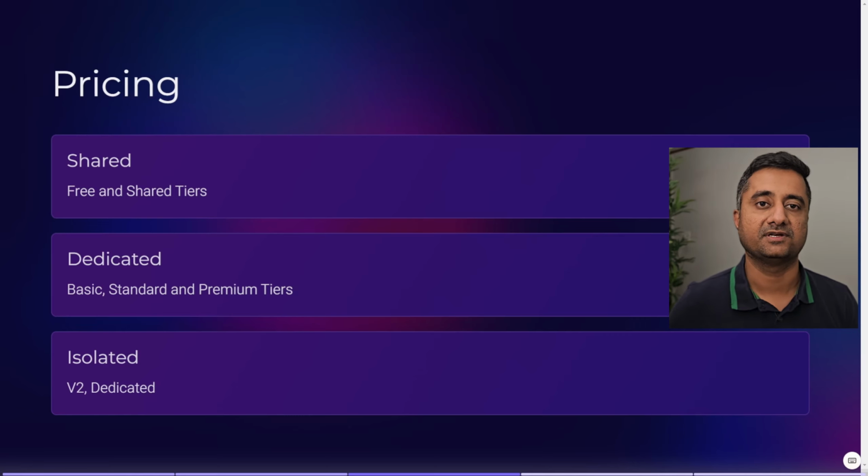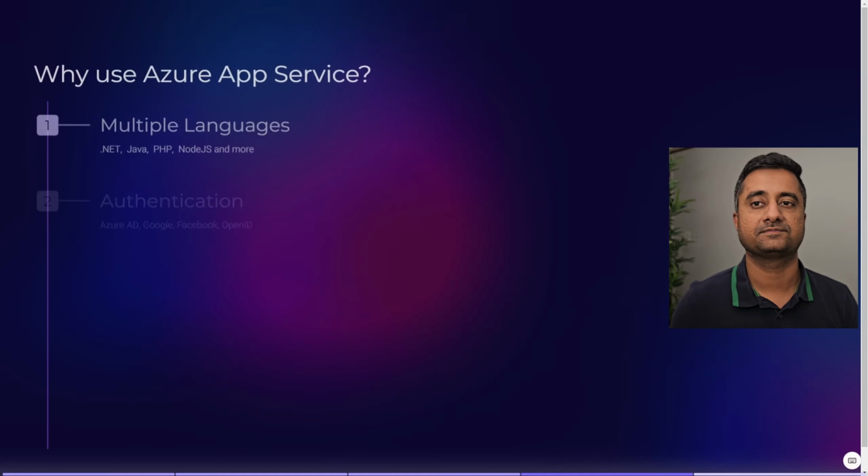Moving on to the next one is the dedicated tier, which is dedicated to your application, and then you can have multiple applications running on those tiers. In that, they have a basic, standard, and a premium tier. And then the next one is isolated. When you have a huge workload, typically you would use isolated tiers.